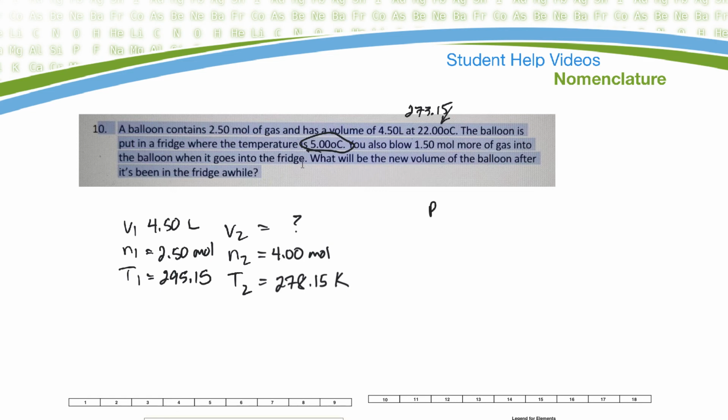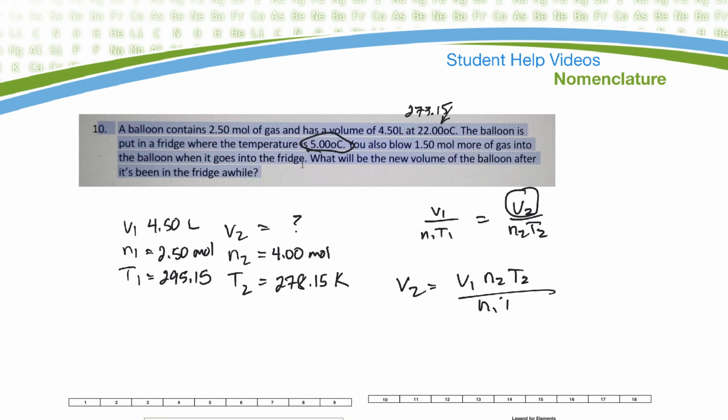Okay, so there's no P. V1 over N1 T1 equals V2 over N2 T2. I assume that the pressure remains constant, and I'm looking for V2. So V2 will be equal to V1 N2 T2 over N1 T1. Plug in your numbers. It looks like 3 sig figs is what you need. All right, hopefully that helps you with those 2 questions.